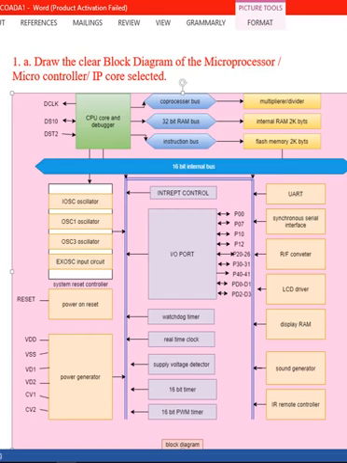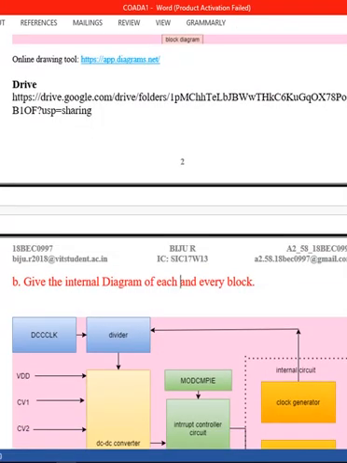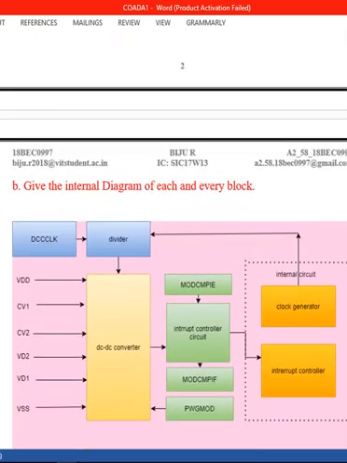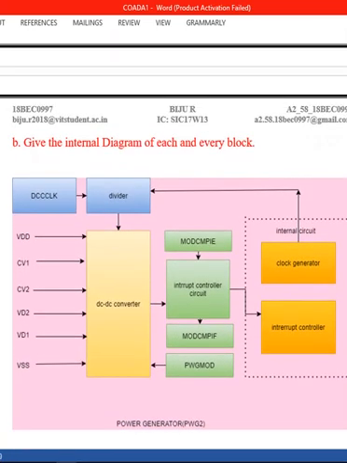The operating temperature of the microcontroller is minus 40 to 85 degrees Celsius. These are all the information about the block diagram. I drew the block diagram in the draw.io tool. This is the website to create a diagram, and these are the internal block diagrams of every block.